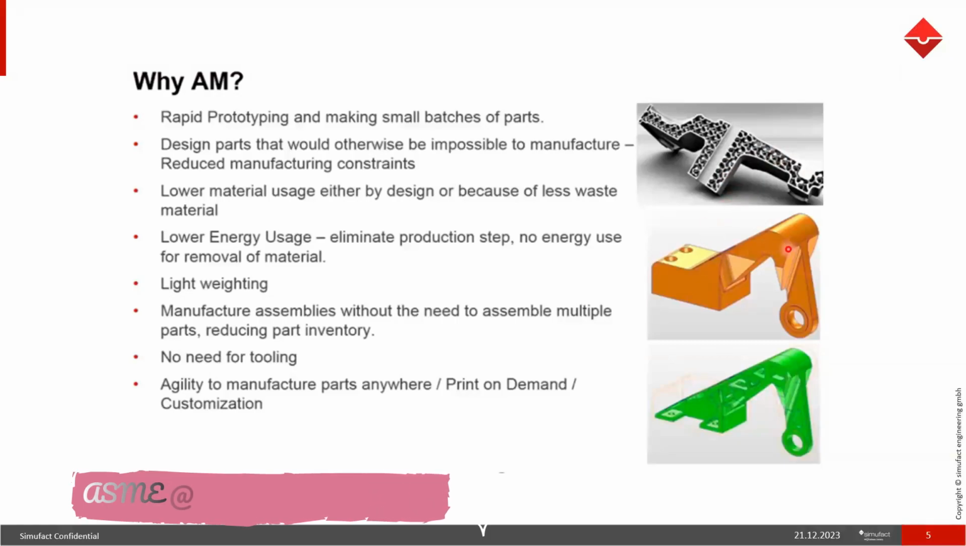And if you're doing some kind of optimization like this, for example, this is a part where you want to reduce the weight of the part and make a new design like this. So these kinds of designs are very difficult to create using conventional or material removal methods. So we can look at such technologies where we can build parts like this. Mainly, we are designing parts that would otherwise be impossible to manufacture, and it results in lower material usage.